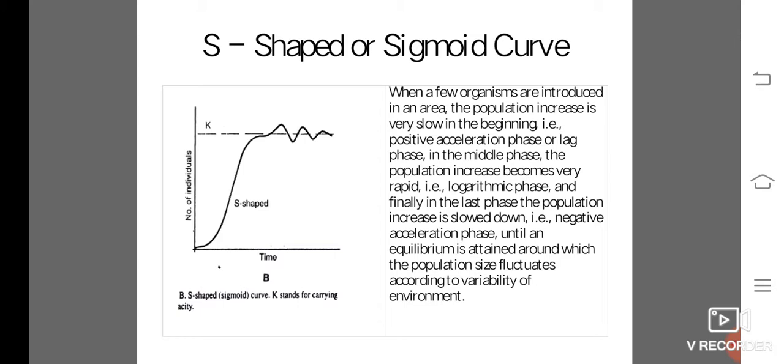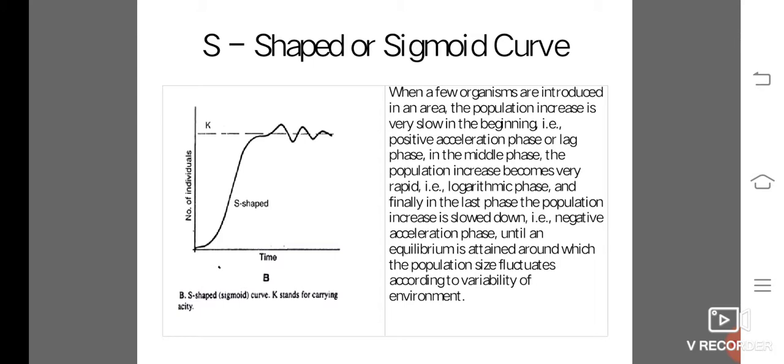Now let us see S-shaped or sigmoid curve. When a few organisms are introduced in an area, the population increase is very slow in the beginning. That is positive acceleration phase or lag phase. Then in the middle phase, the population increase becomes very rapid. That is called as logarithmic phase.